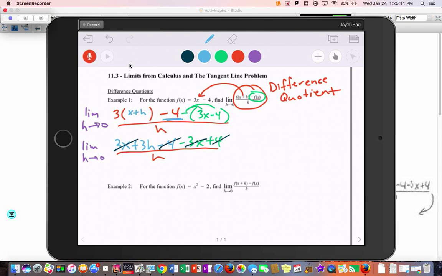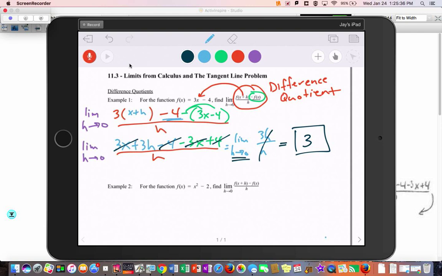And so the only thing I'm left with is the limit as h goes to 0 of 3h over h. So you can divide by the h, and now you're just left with 3. So as far as looking at h going to 0, there's nothing else. So this is basically what is called a derivative or a tangent line.